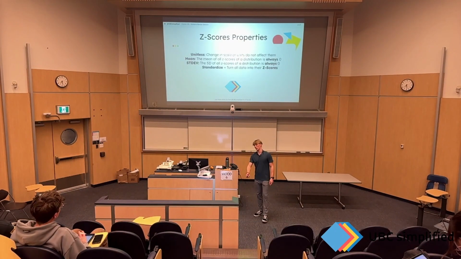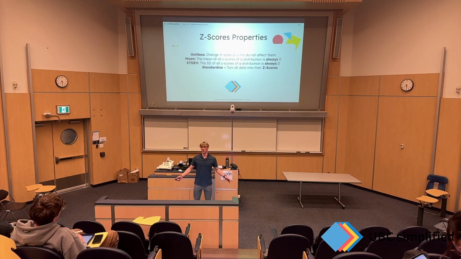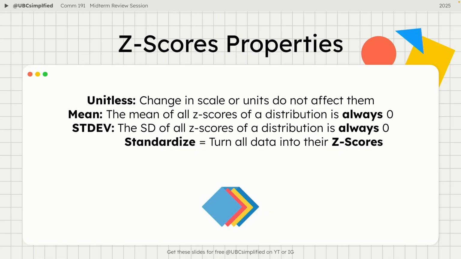And we'll get to that. A few properties of it. One is unitless. So if you change units within your values, it does not change the z-score at all. If you take the mean of all z-scores, it'll be 0, and the standard deviation too. And again, when we say to standardize something, it means to turn the data into their z-scores.